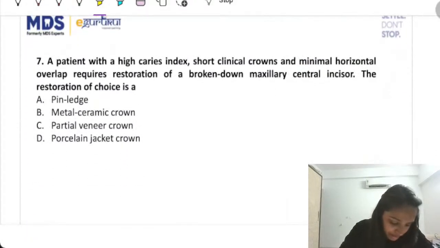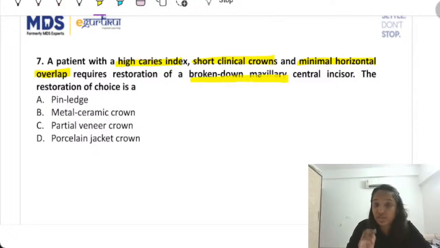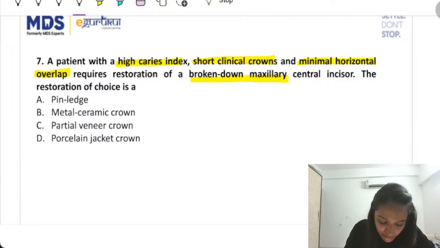Now, a patient with high caries index, short clinical crowns. Now, each point is important over here. High caries index, short clinical crowns, minimal horizontal overlap, requires a restoration of a broken down maxillary central incisor. Tooth is already broken down. Restoration of choice is what? Is it pin ledge crowns? Is it metal ceramic? Is it partial veneer crown or a porcelain jacket crown? Now, correct answer over here is a metal ceramic crown.